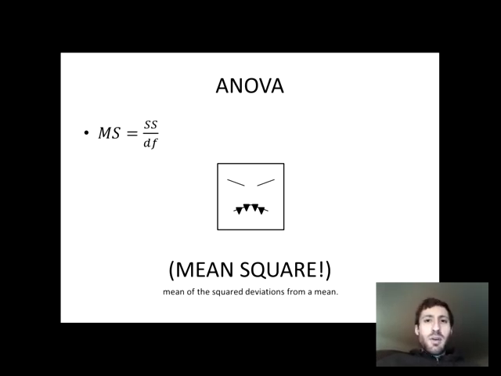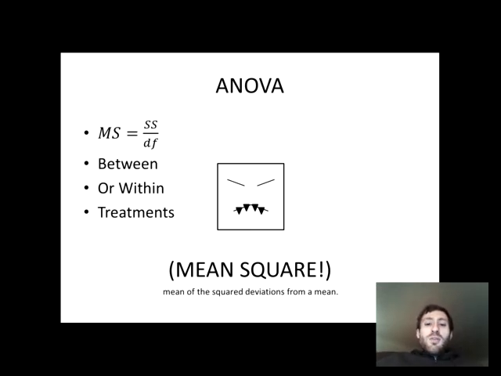You have a bunch of data points, you have a mean. Each data point has its own distance from the mean. If you square each of those distances and then add those squares together, you get a sum of squares. That's the sum of squared deviations from the mean. And then if you divide that by the number of scores that you had, then you got sort of the average squared distance from the mean, right? So that would be the mean of the squared deviations from the mean. So that's what mean square means, okay?